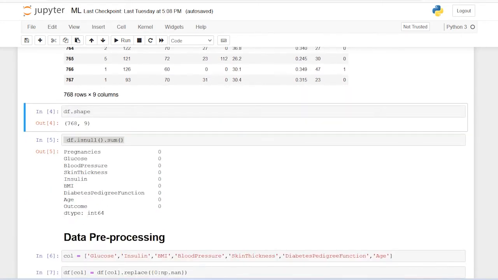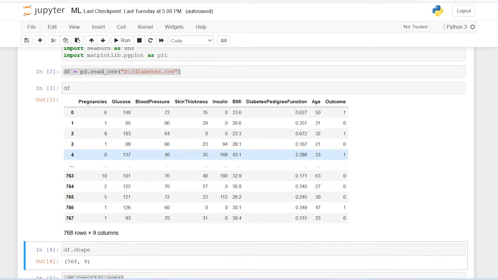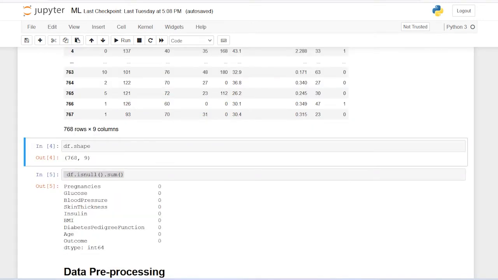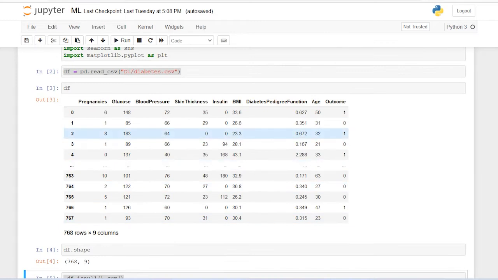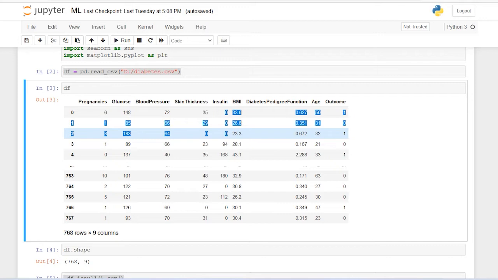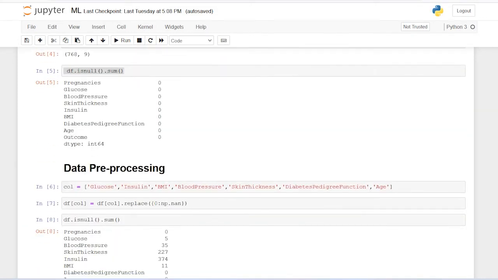And then the null values, if there are any missing values. As we can see, it's currently showing 0 because these are written as 0 in a numeric form and not as null values. So I will be replacing the 0 with NaN to use my functions. I have listed out the columns in which the data cannot be 0, such as glucose, insulin, BMI. In these the data cannot be 0. So I will be replacing the 0 with NaN values so that I can apply the null function on it.